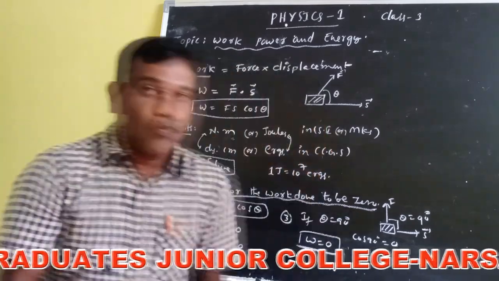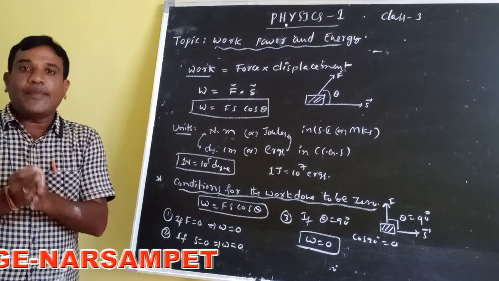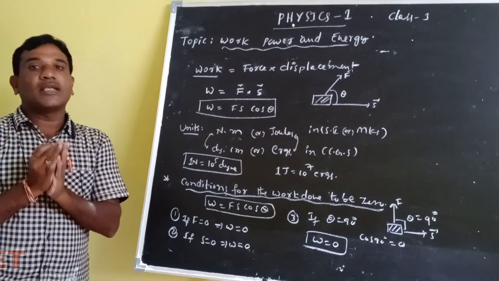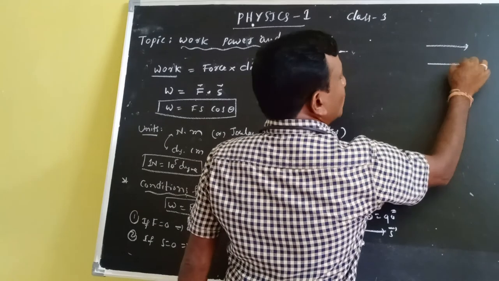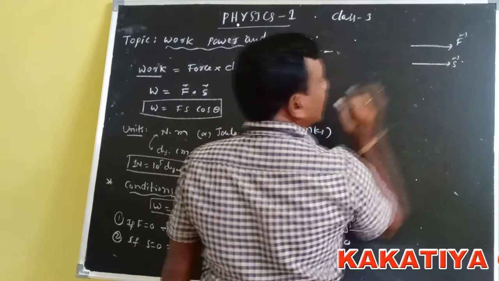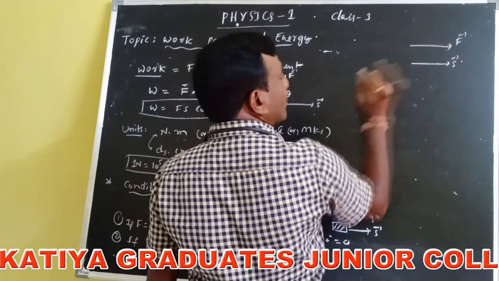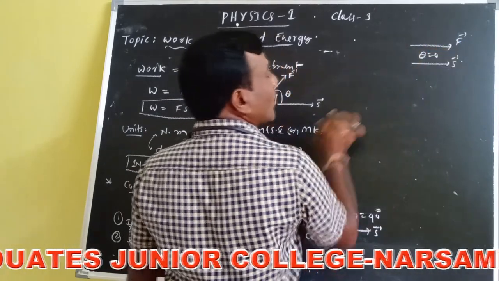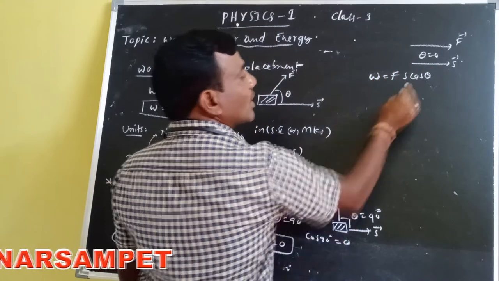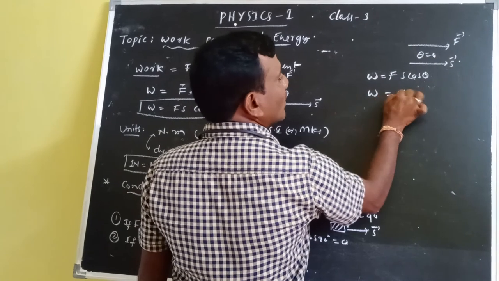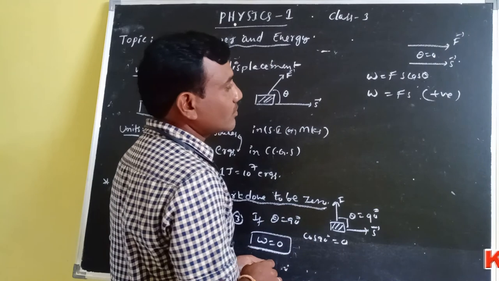And the work done can be positive or negative. Both are dependent on the direction of the force and the displacement. Force direction and displacement direction are actually vectors. If these have the same direction, then theta is equal to 0. Then what is the formula? W is equal to Fs cos theta. Then theta is equal to 0, W is equal to Fs. It is the positive work.